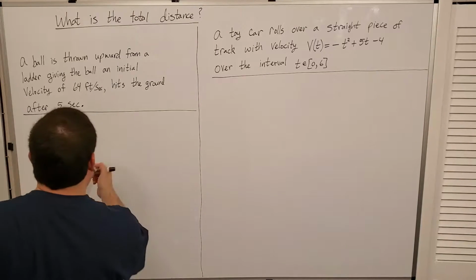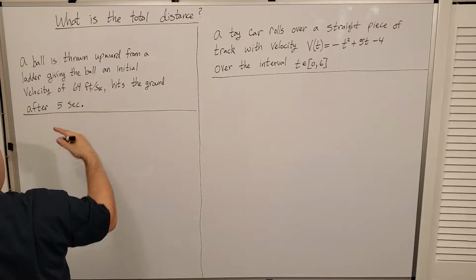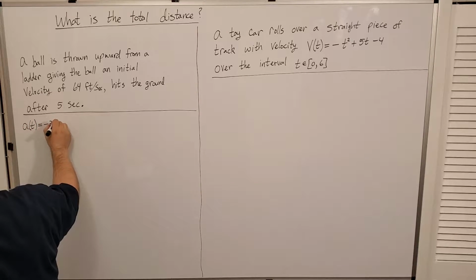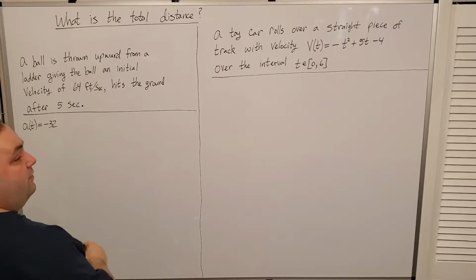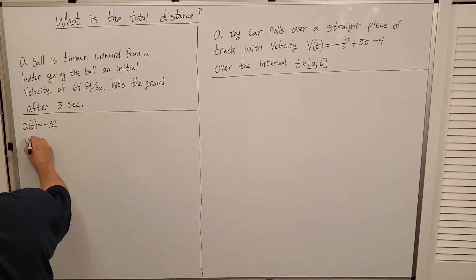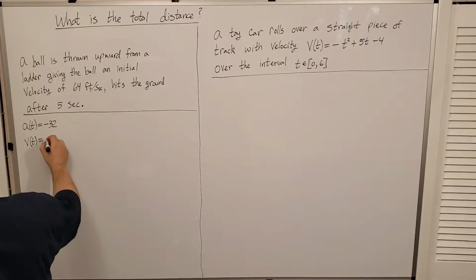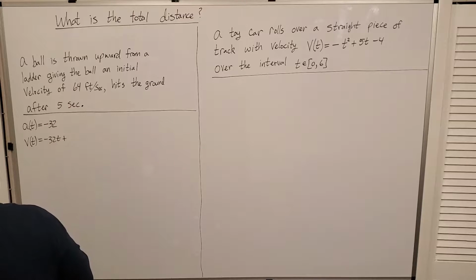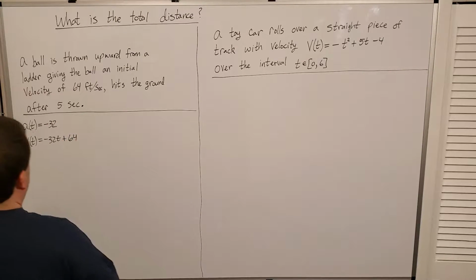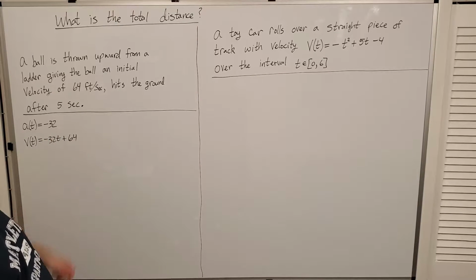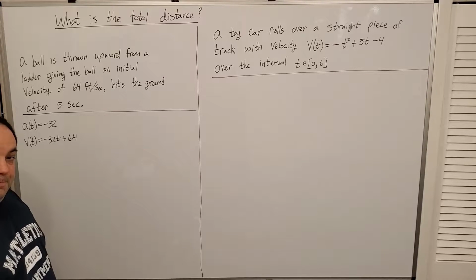Remember, what that means is, since we're talking about just up and down motion with gravity, the only force after it leaves the person's hand for the acceleration is going to be gravity. So the acceleration has to be just negative 32, which means that the velocity function, being the antiderivative of that, would be negative 32t plus a constant, but we know the initial velocity is 64. When t is 0, v of 0 is 64. So 64 is my constant of integration here, right?